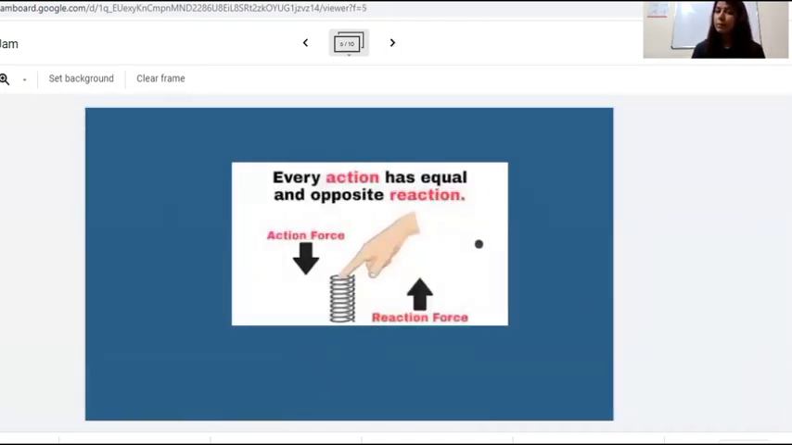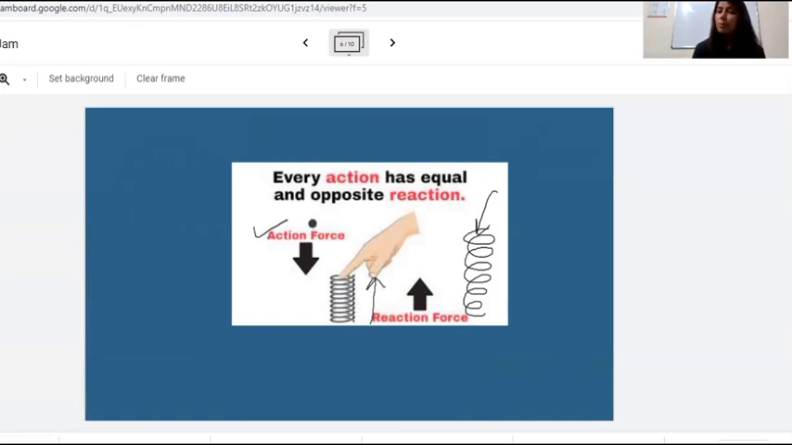This is a spring. Okay, if we apply force on this spring, then what happened? It means we did some action force on this spring. And when we release the force, then what happened? After releasing the force, the spring is coming in the upward direction. Yes or no? So this is due to what? This is due to Newton's third law.